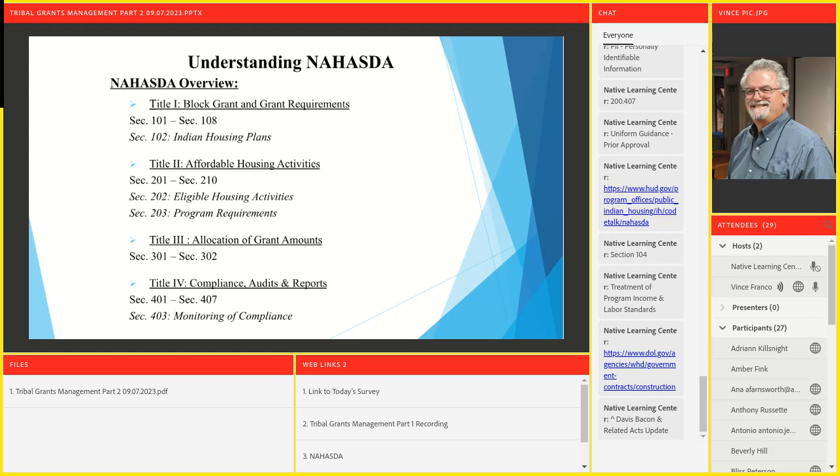All right, the next one is 4, and that is one of the most important sections of all of NAHASDA, and it trickles through all of the regulations all the way down to us as the recipients of either the Indian Housing Block Grant or all federal funding, not just NAHASDA, not just the Indian Housing Block Grant, but it replicates all of the monitoring of compliance in section, this is the 400s, section 403, monitoring for compliance is extremely important. It gets into a couple different things that I want to bring to your attention.